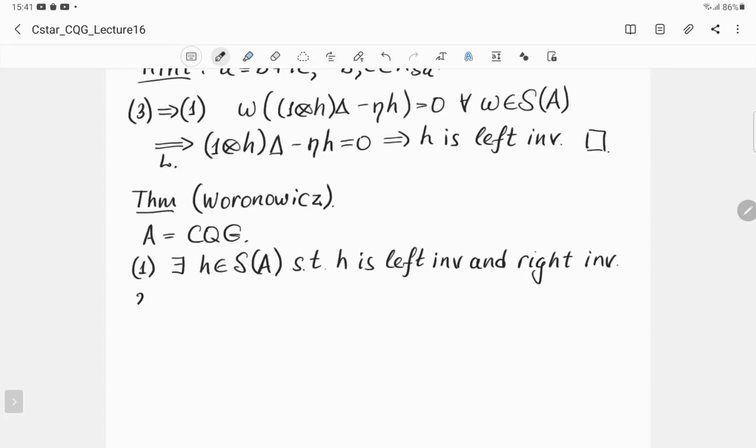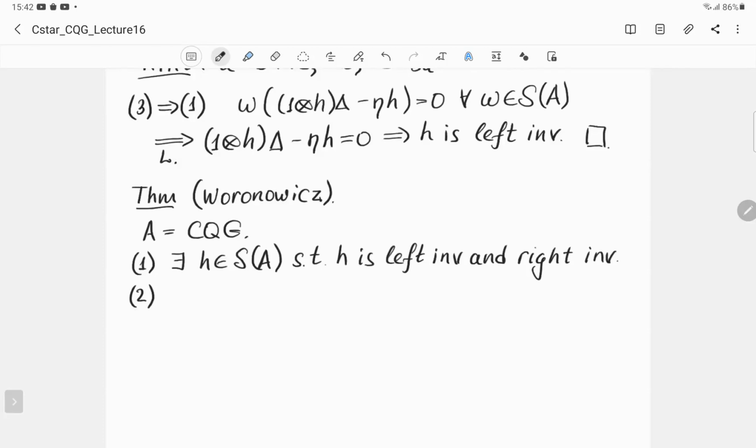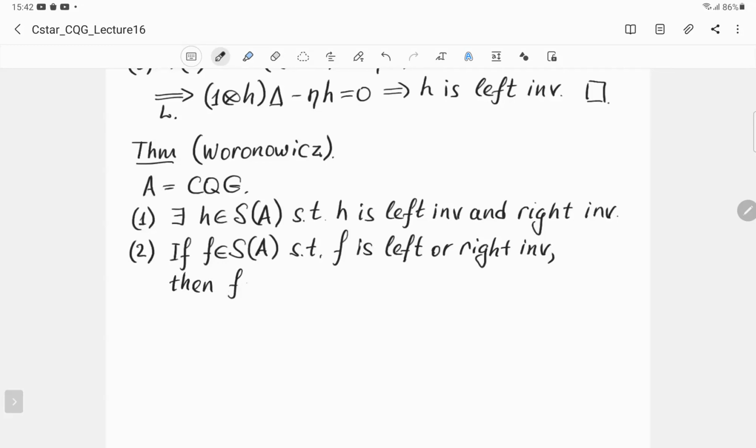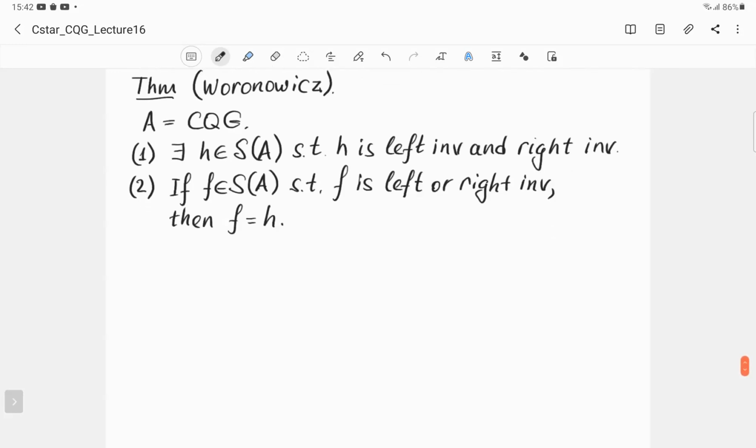And part 2, such a state is unique in the following strong form. If f is another state on A, such that f is either left invariant or right invariant, then f equals h. And this state h is called the Haar state.